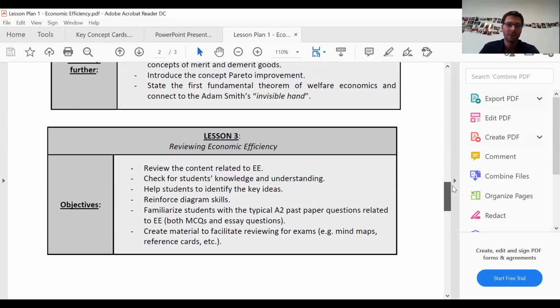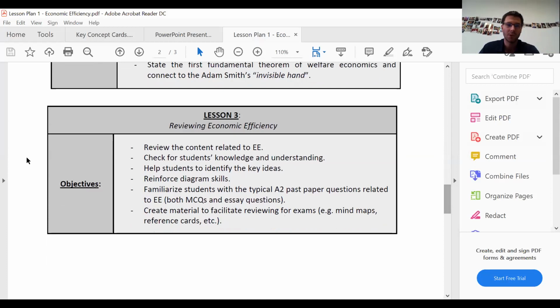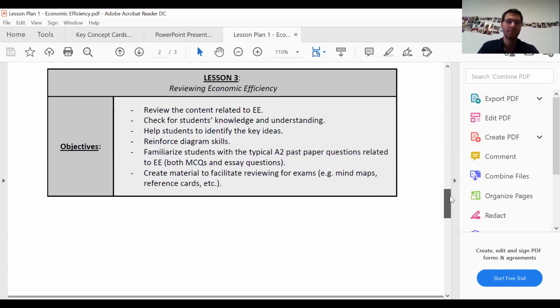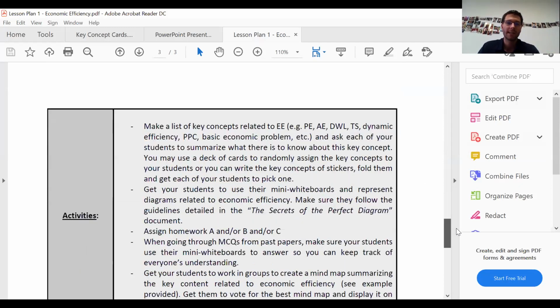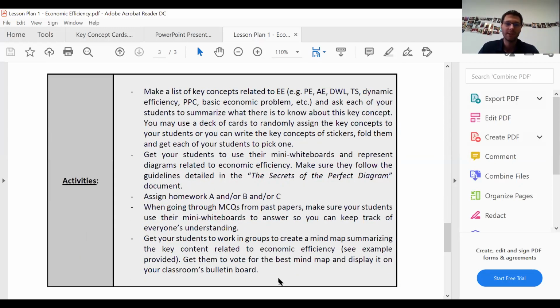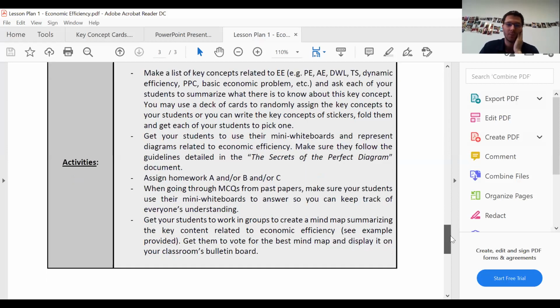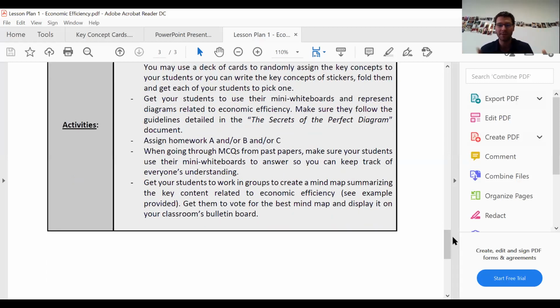And lesson 3 is really about economic efficiency. What are the objectives? What must the students be able to do? What are the activities? There are plenty of activities that you can organize with your students during class time to make sure that the reviewing process is as enjoyable as possible. And for reviewing, there is nothing in the one step further section, simply because it is just about reviewing.